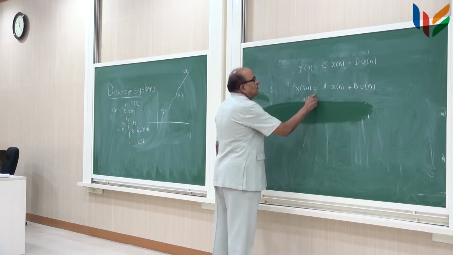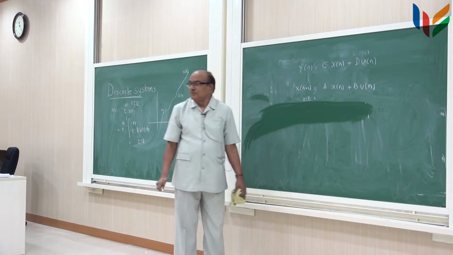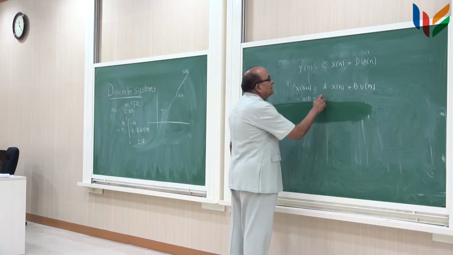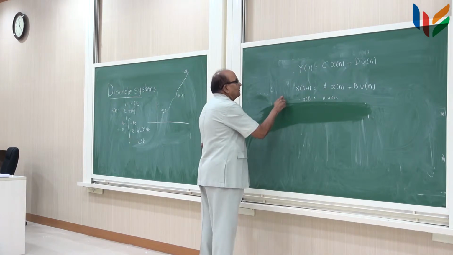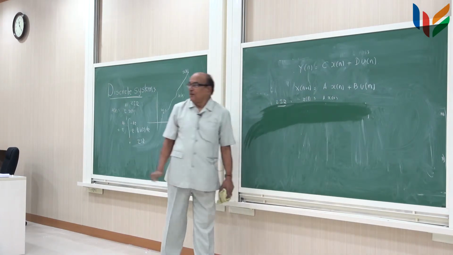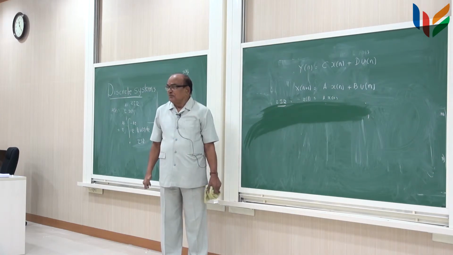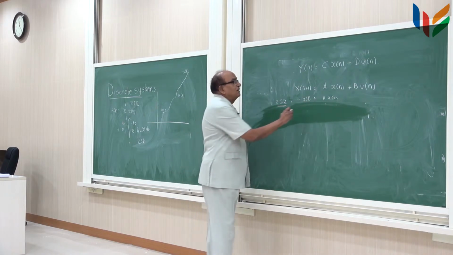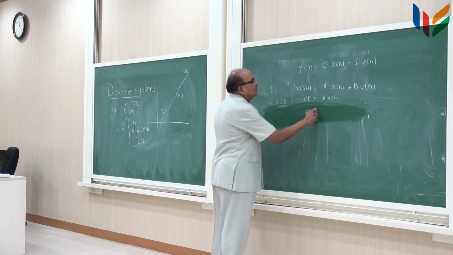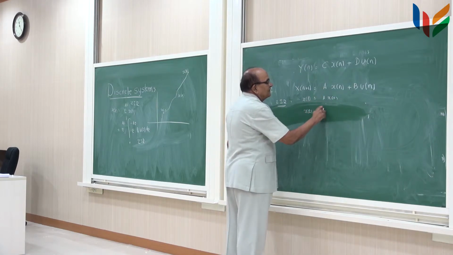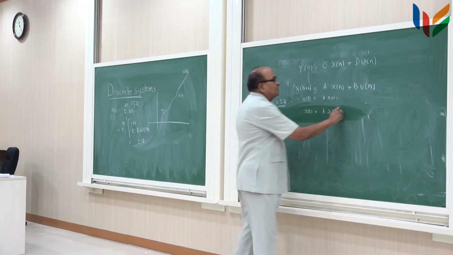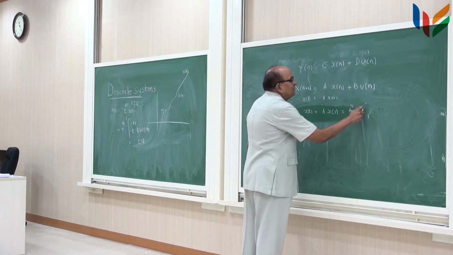What is x1 equal to? X1 is equal to, this is the zero input response we are finding. Then un is 0, we don't have inputs at all. So x1 is equal to A times x0. And what is x2 equal to? A times x1, which is equal to A square times x0.